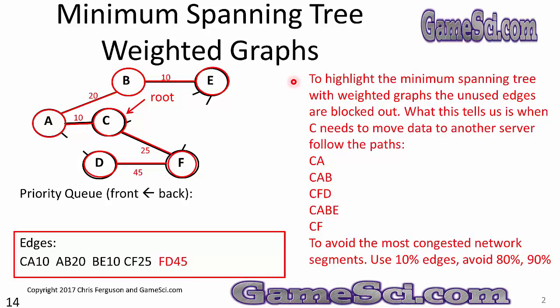To highlight the minimum spanning tree with weighted graphs, the unused edges are blocked out. What this tells us is when C needs to move data to another server, follow these paths: CA, CAB, CFD, CABE, and finally CF. This avoids the most congested network segments.